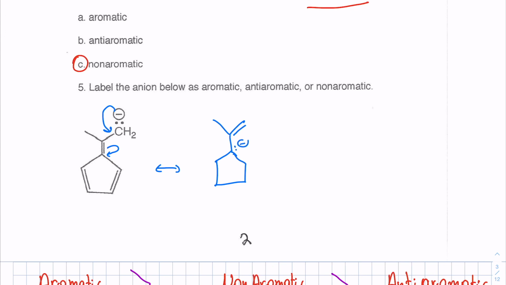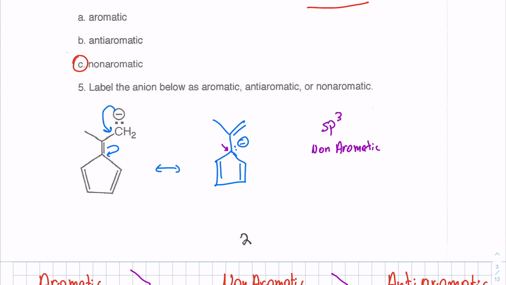So now we have a negative charge right here, and then the double bonds right there. So now, looking at this molecule, we want to first of all, let's assume this carbon is sp3 hybridized. If it was sp3 hybridized, it's automatically non-aromatic.